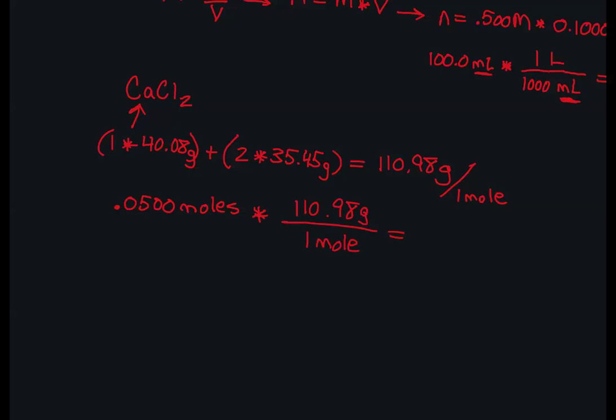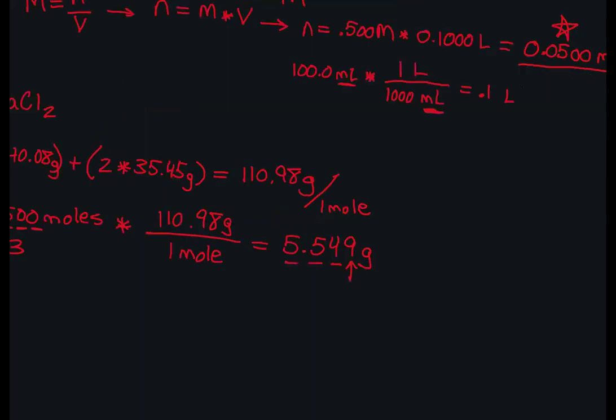5.549 grams. If we look back in terms of significant figures, this one has 1, 2, 3, and then the molar mass has more than that. It has 5. So our answer can only have 1, 2, 3. We have a 9 there, so we're going to round the 4 up to 5. So that equals 5.55 grams. That's our answer. Okay.